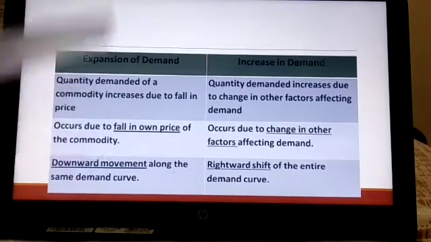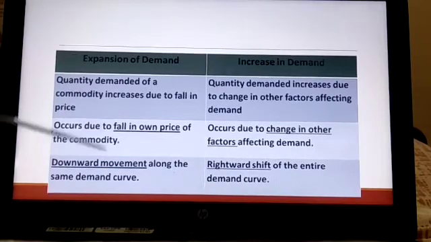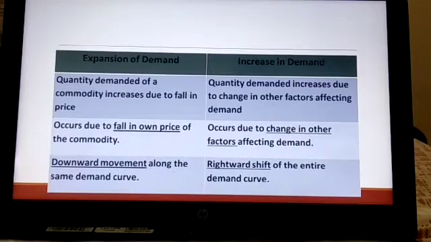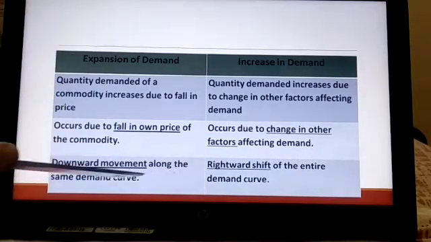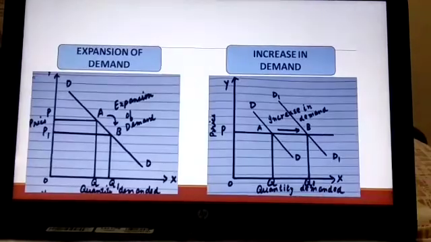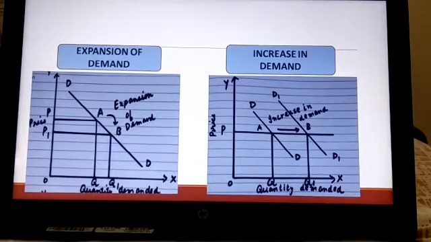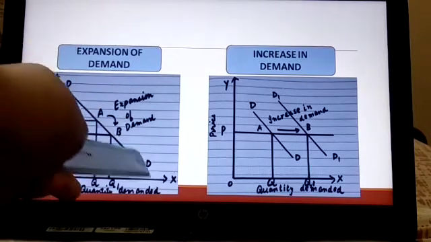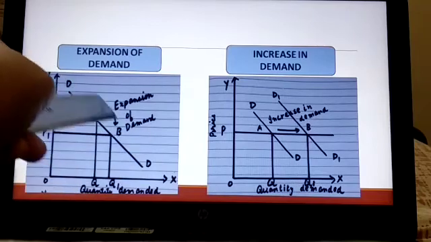Now in expansion there is a downward movement. I told you this is a concept of movement, this is the concept of shift. So there is a downward movement along the same demand curve in expansion and there is a rightward shift of the entire demand curve in increase in demand. Now you can see the diagrams. There is a downward movement. You can see the demand curve remains the same, DD.